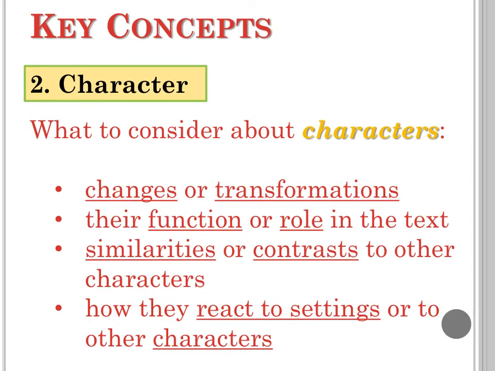Another option is, of course, to write about a particular character. Some really important questions or concepts to think about: does this character change or transform? That would be something you could focus on. If you decide to write about a character, you can think about their function or role in the novel. You could also think about whether this character is similar to or different from, or both, another character in the text. And then finally, pay attention to how characters react to settings or to other characters. You could definitely write about that in an essay.